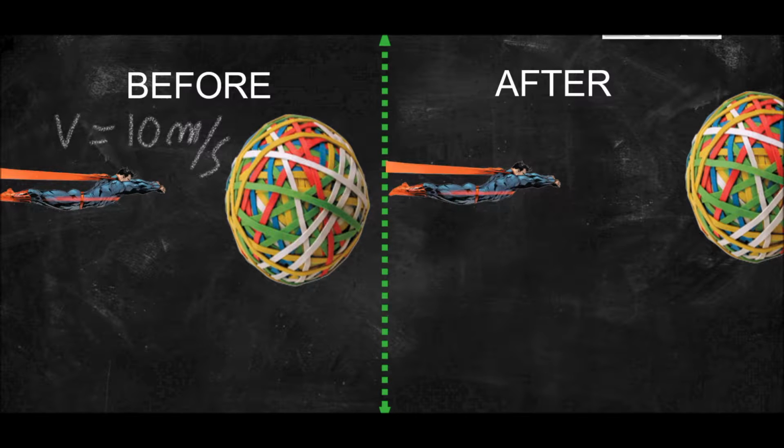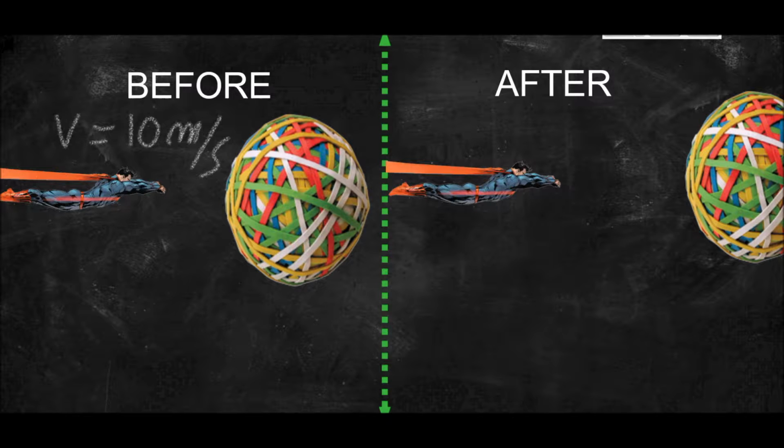Okay, so let's consider this new situation. I hope you had a look at the previous video and solved the problem of the previous collision. In this collision, it's a little bit different. Superman is still going at 10 meters per second, and it is still an elastic collision where two objects bounce off each other. But this time, the mass of the ball is a lot larger.